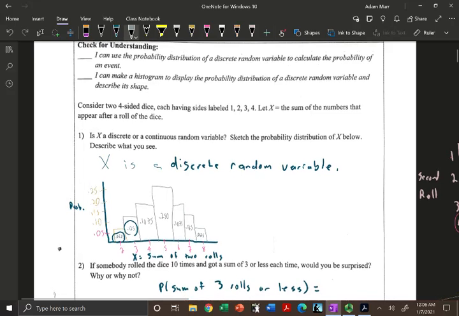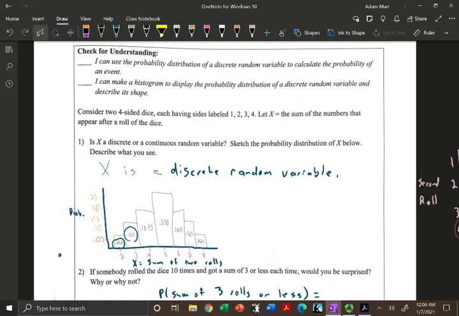Okay, so consider two 4-sided dice, each having sides labeled 1, 2, 3, or 4. Let x equal the sum of the numbers that appear after the roll of the dice. Is x a discrete or continuous random variable? Sketch the probability distribution of x below. Obviously, x is discrete, because your sum is just going to be actual numbers, and they're going to be 1 unit away from each other.